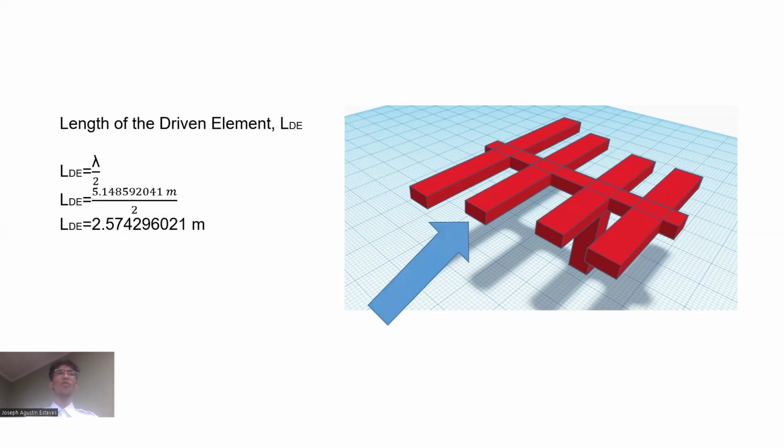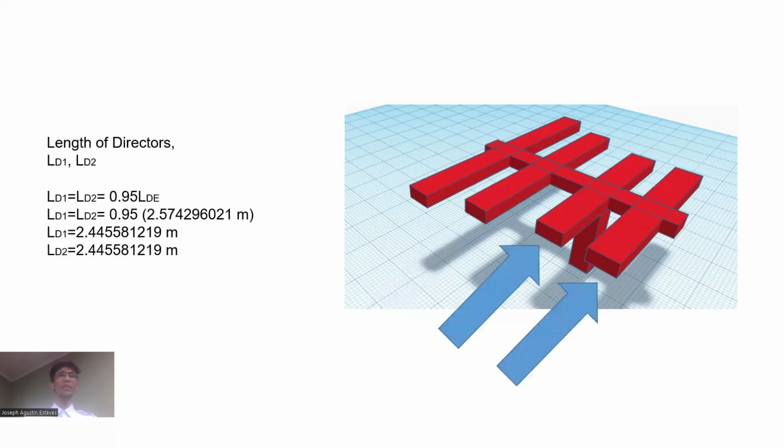Third, the length of the driven element, or the LDE. LDE is equal to lambda divided by 2. So LDE is equal to 5.148592041 meters divided by 2. And we're going to have 2.574296021 meters.